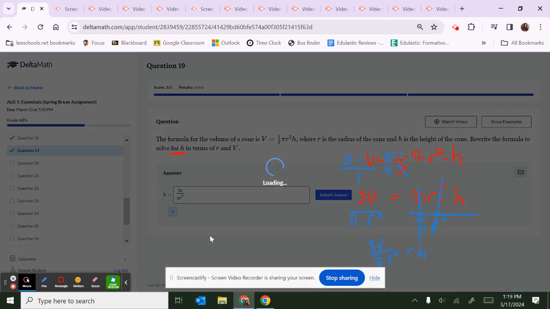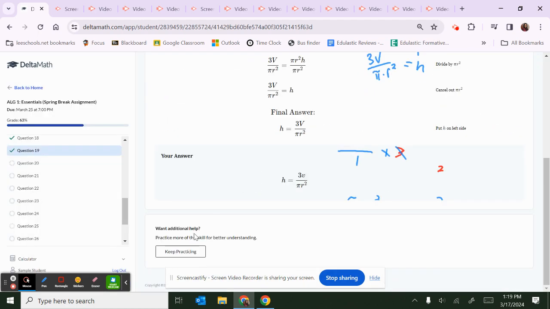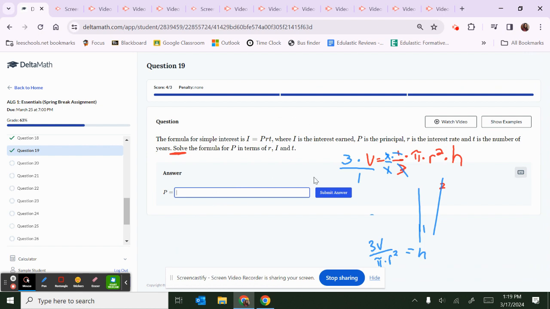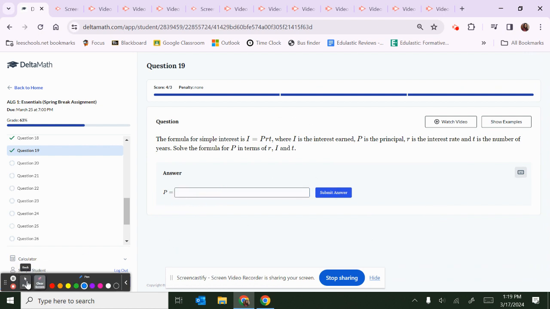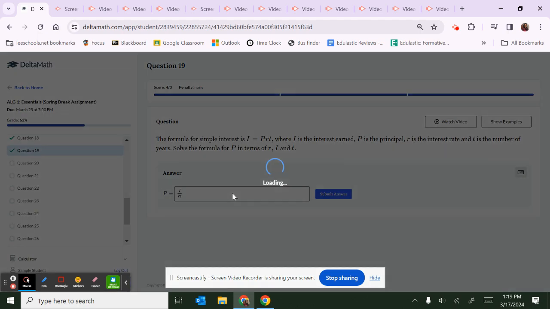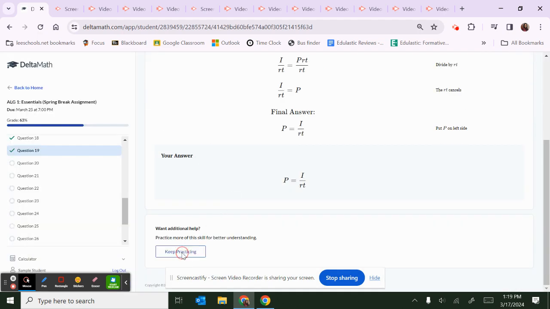All right, either one would work. Okay, so again, guys, do as much practice as you need so you can get it really well. Like this one is asking to solve for p, so I would divide by rt. So the answer would be I divided by rt. Okay, so again, with more practice, the better you'll get at this.